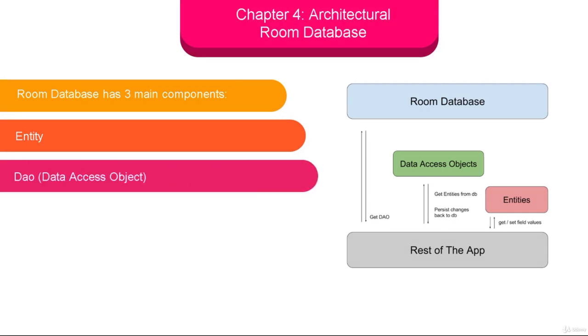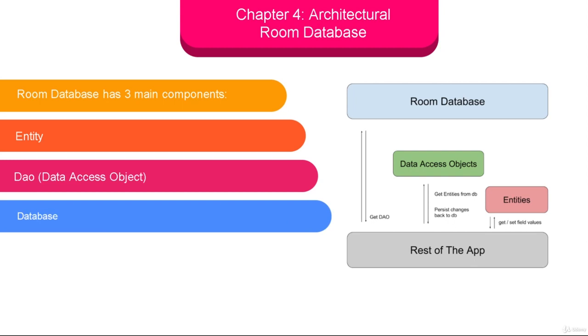The second one is DAO, also called Data Access Object. A DAO is a method that's used to access the database. The third is indeed the database itself. The database is a class that holds entities and the database version. This class content also defines the list of DAOs.